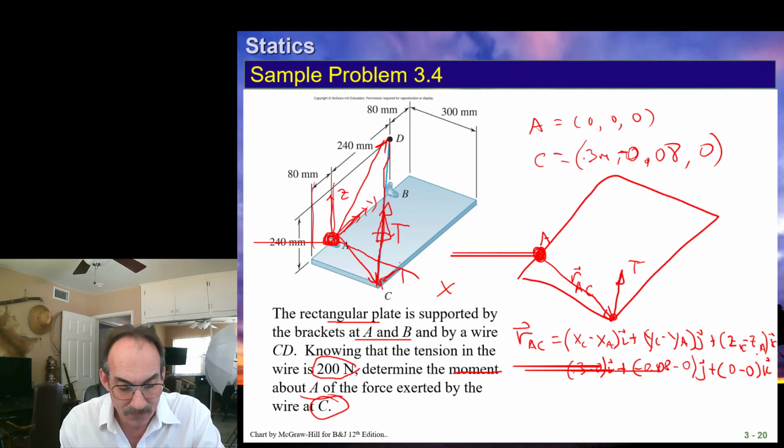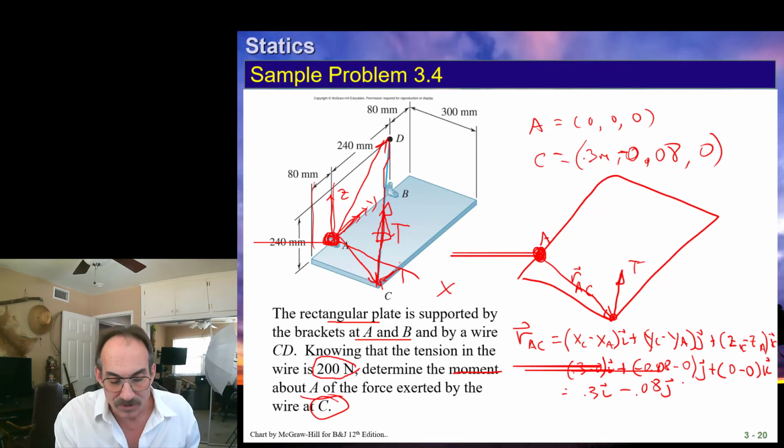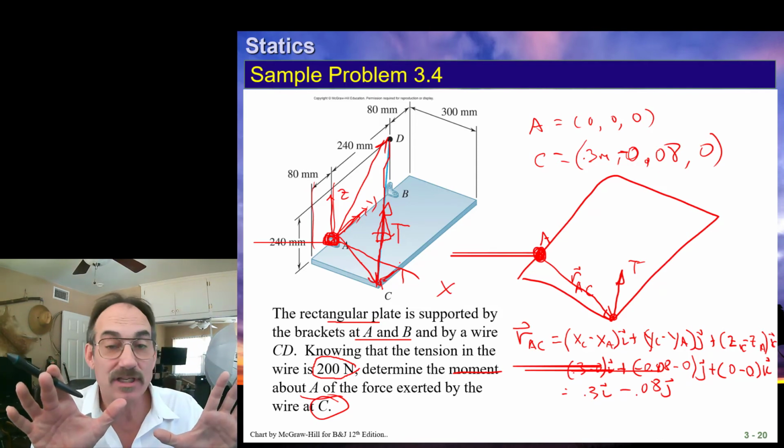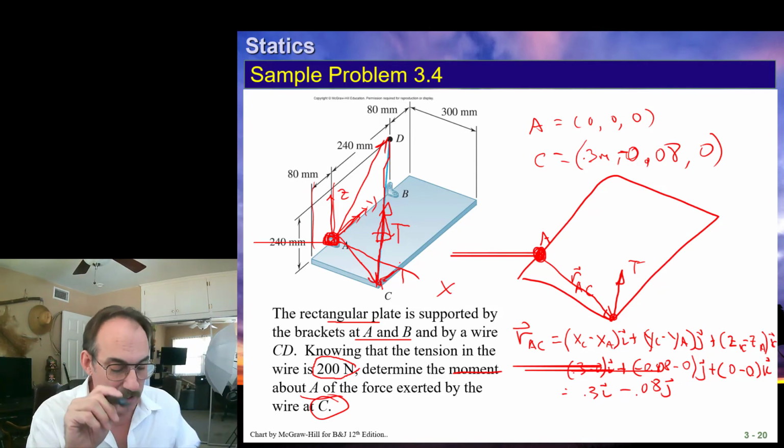Got that? That means our r is 0.3i minus 0.08j, and we can say plus 0k, or we can just leave that off. Okay, what is our force vector? Now, the beauty of this is, it looks like we have two unknowns, magnitude and direction, but we know the direction of the force.